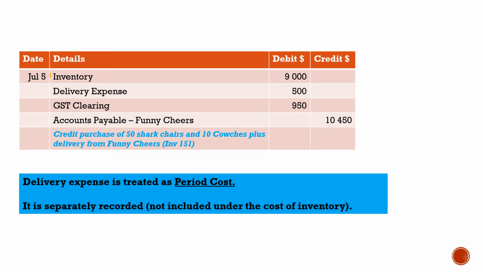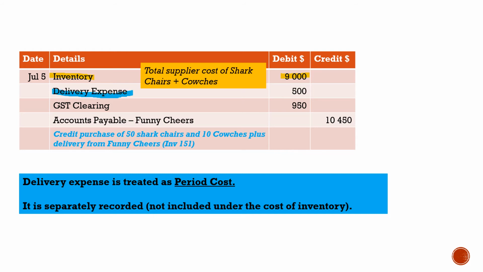In the general journals, we debit the inventory account $9,000, and this is the total supplier cost of the shark chairs and couches. Then we separately record the delivery expense by debiting $500 to the account. Note that delivery expense here is treated as a period cost, and therefore it is separately recorded and not included under the cost of inventory.